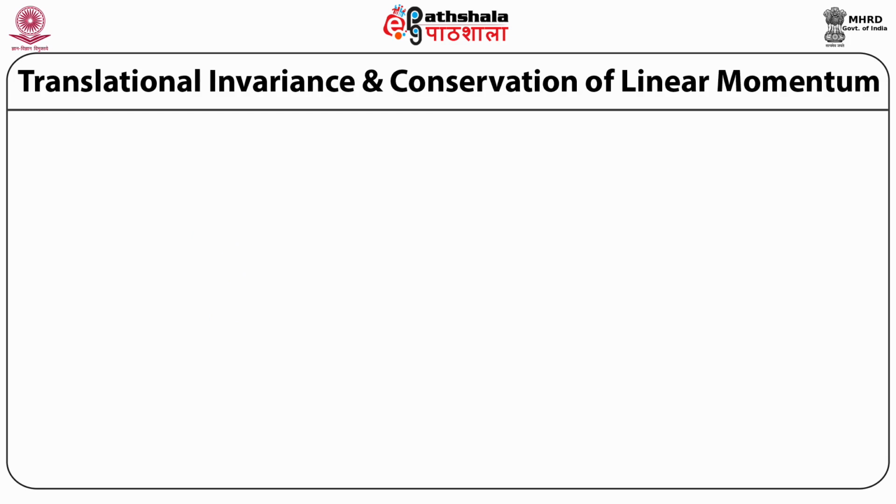Translational invariance and conservation of linear momentum. As we were discussing earlier, whenever there is an invariance associated with a symmetry operation, then we can always associate the conservation of some kind of a physical observable. And one such case is that we can show that if we have translational invariance, then we get the law of conservation of linear momentum.